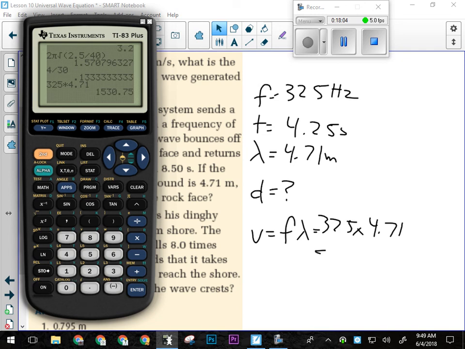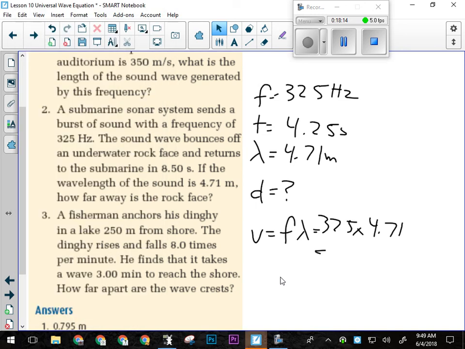Okay, so 1,530.75 meters per second. Like I said, water travels about 1,500 meters per second in water. So very, very fast. Now that I have that, now I can find D. D is going to be V times T.